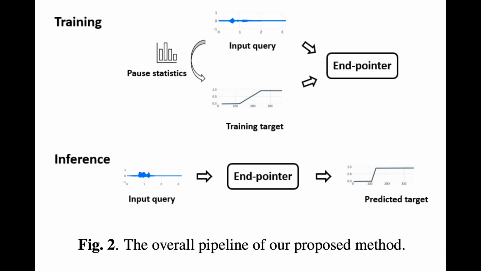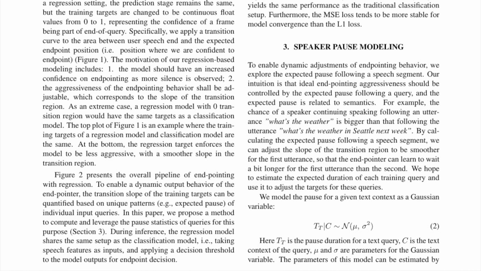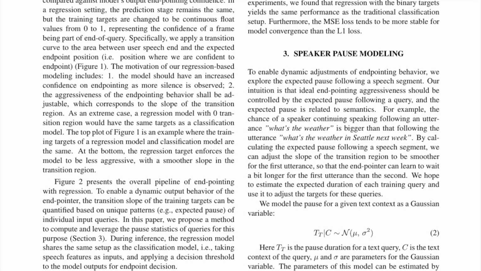To enable a dynamic output behavior of the endpointer, the transition slope of the training targets can be quantified based on unique patterns, for example, expected pause of individual input queries. In this paper, we propose a method to compute and leverage the pause statistics of queries for this purpose. Section 2.2. During inference, the regression model shares the same setup as the classification model, i.e., taking speech features as inputs and applying a decision threshold to the model outputs for endpoint decision.